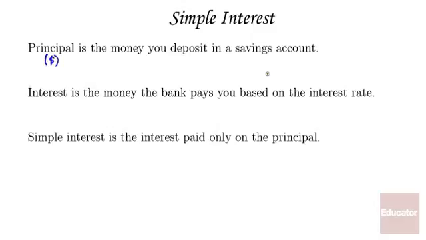Now, because you're giving it to the bank, the bank uses that money and tries to make more money. Since they're using your money, it's like them borrowing your money, and they end up paying you what's called interest. So interest is the money the bank pays you based on the interest rate. Again, you put your money in a savings account to save it, and the bank pays you money just for putting your money into their bank. So that's interest. Interest is also money. It's the money earned, the amount the bank paid you.